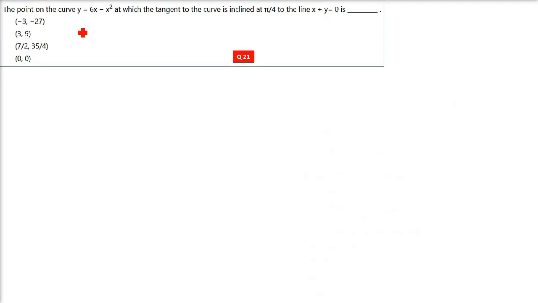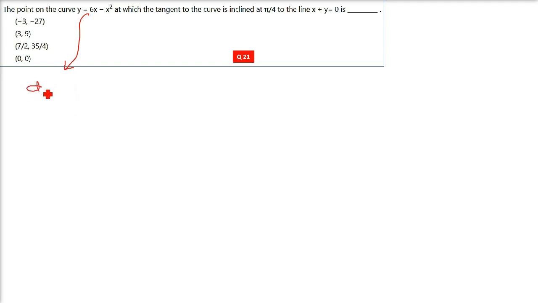So this is the way you are going to write the point on the curve. This is the curve y is equal to 6x minus x square, at which the tangent to the curve is inclined at pi by 4 to the line x plus y equals 0. Now this is a question with a different approach.